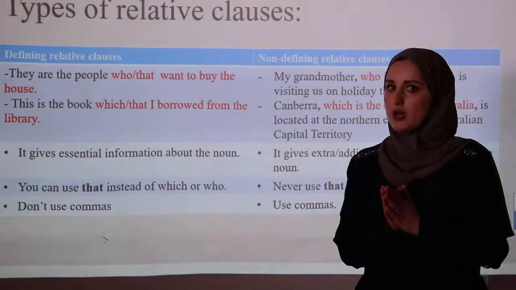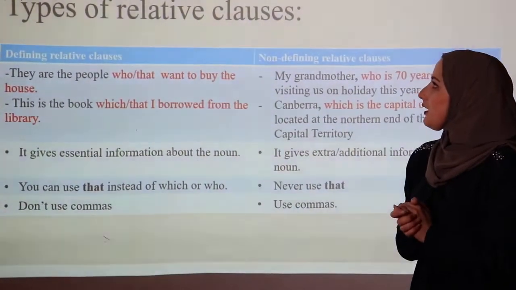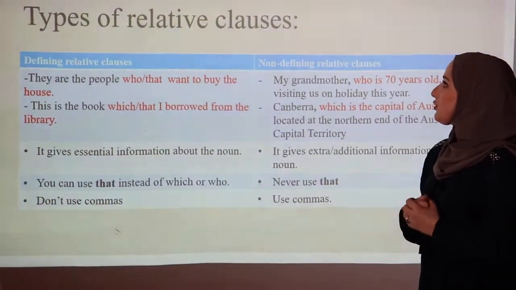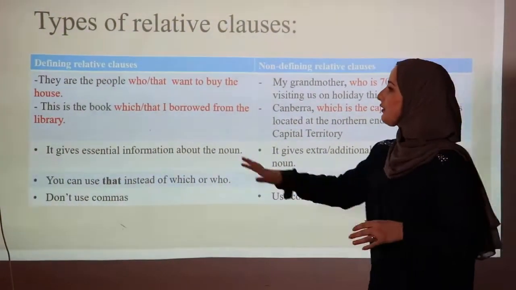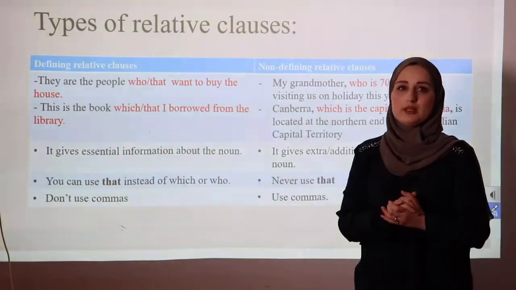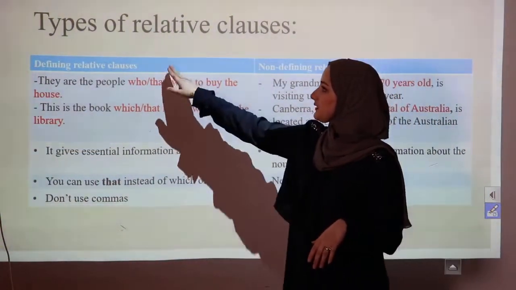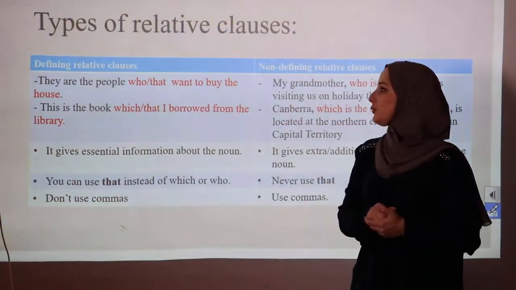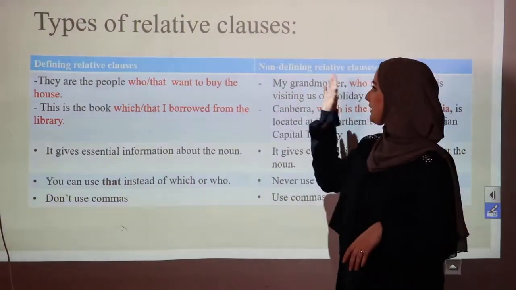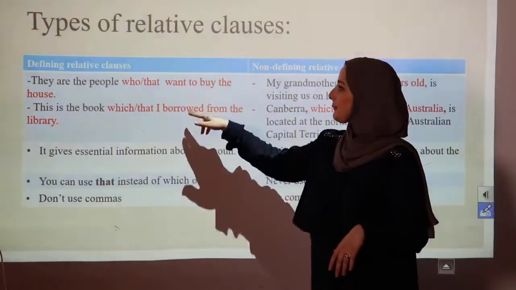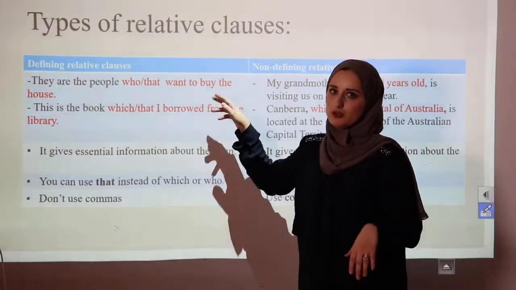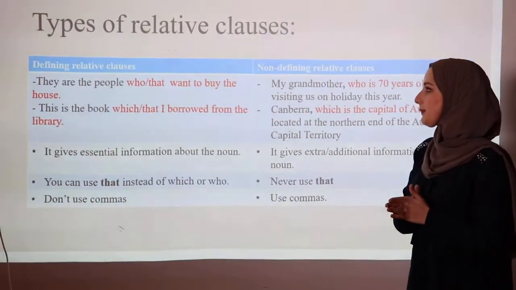Now let's move to another topic related to relative clauses, of course, the types of relative clauses. In the English language, we have two types of relative clauses. The first type is defining relative clauses. The other is non-defining relative clauses. Let's see the examples in order to reach a conclusion.